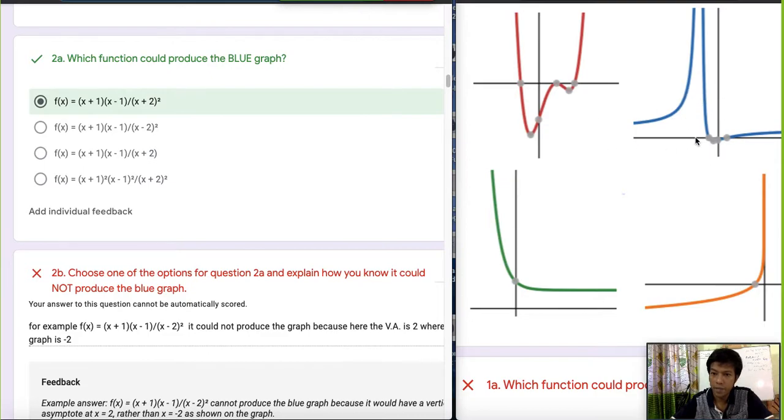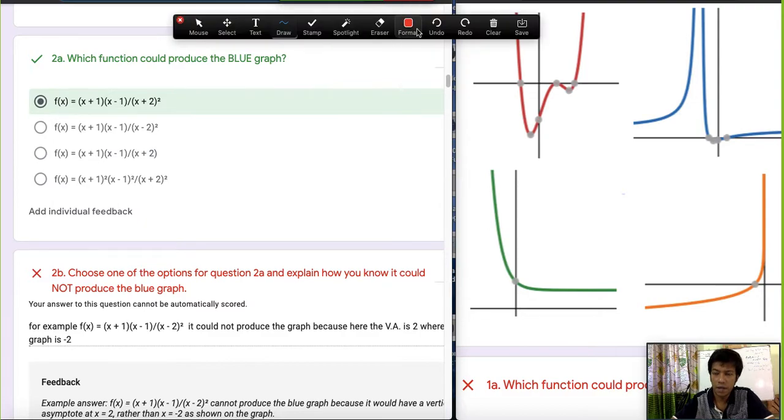This is why I kept this side on another page, so that you can see from here. We do not have to go up. Which function could produce the blue graph? The question is this: which function could produce the blue graph? Now you see all of the options are rational functions. Rational function means something divided by something, some polynomial divided by another polynomial. So all of the options are rational functions.